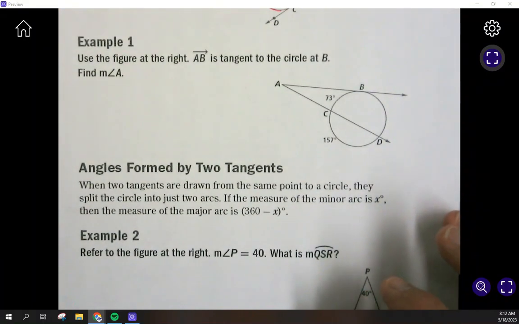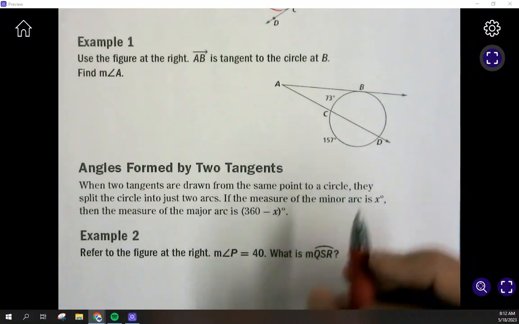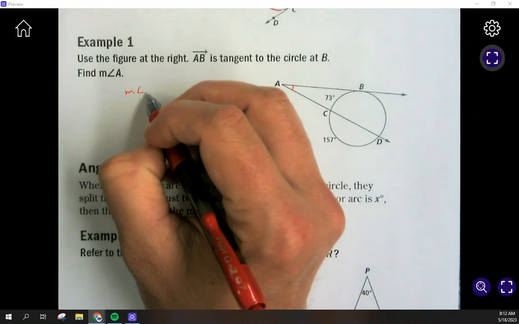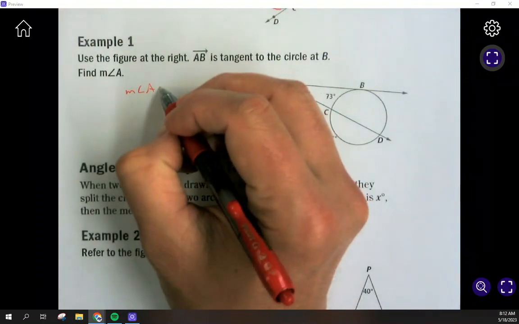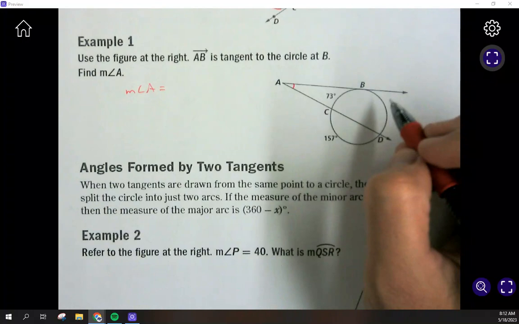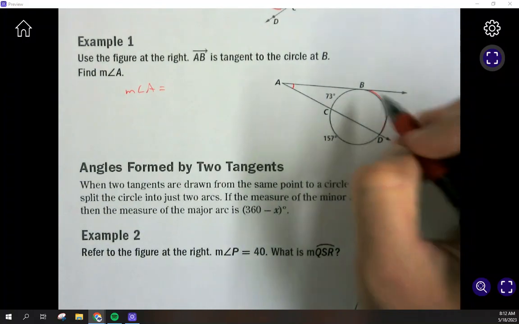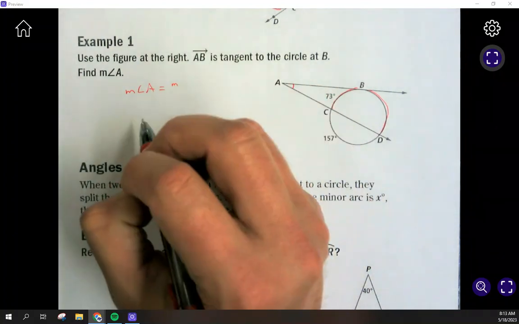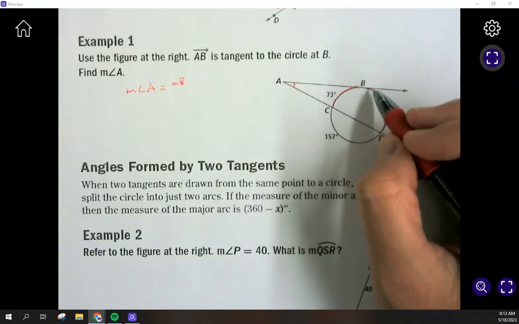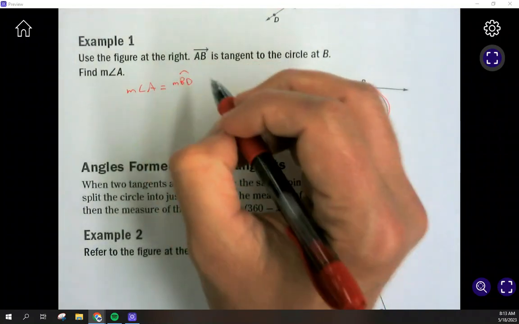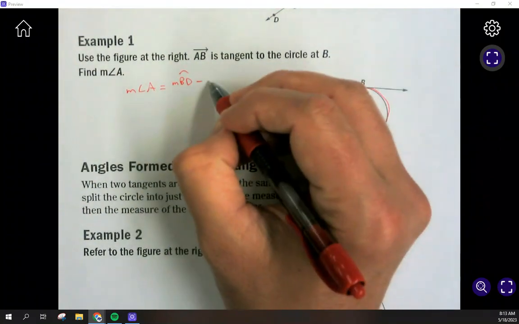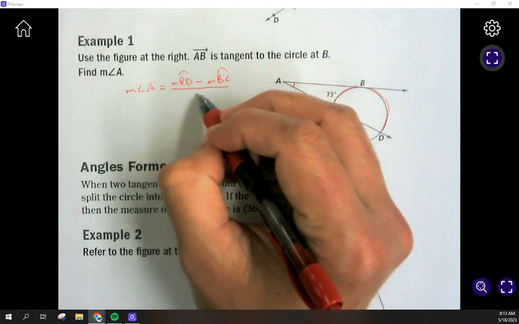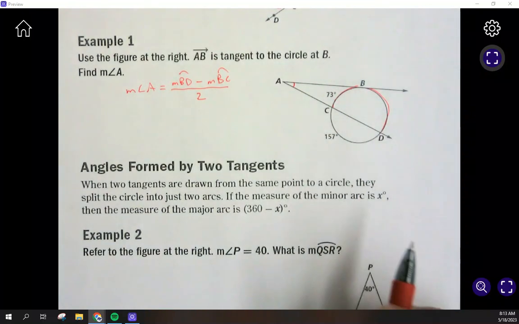Example number 1. Use the figure at the right. AB is a tangent. Find the measure of angle A. So we're trying to find this right here. So the measure of angle A is going to equal, so that angle's on the outside, that means I'm subtracting these arcs and taking half. So I'm going to take the measure of arc BD, the bigger one first, and subtract the measure of BC, and then I'm going to take half. Okay, subtract your arcs, take half.